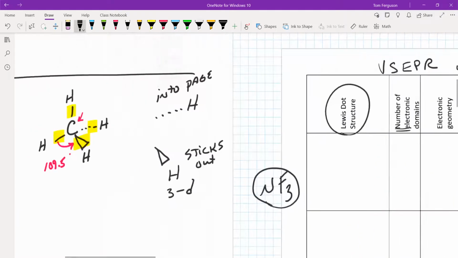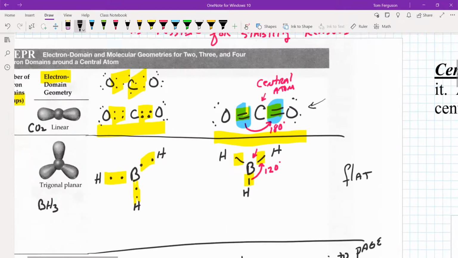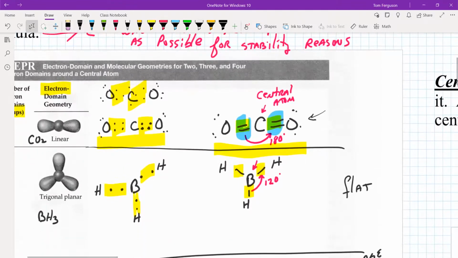Now with 2 groups of electrons, the most stable place for electrons to be is 180 degrees apart, directly opposing one another. And we're going to call that structure linear because it's like a line.